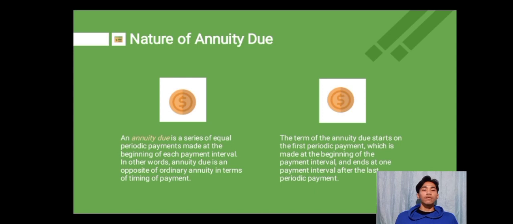So, the term of the annuity due starts on the first periodic payment, which is made at the beginning of the payment interval, and ends at one payment interval after the last periodic payment. So, gaya ng sabi ko kanina, magsisimula ang payment ng annuity due sa beginning of the periodic payment interval.